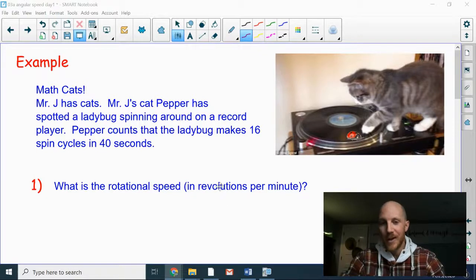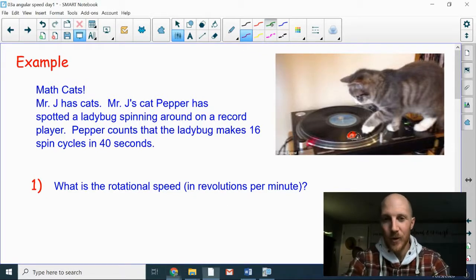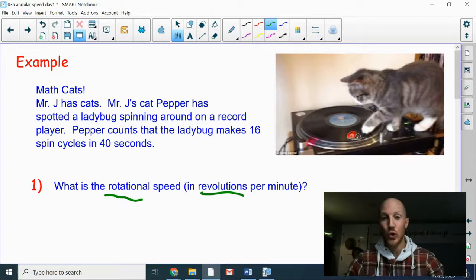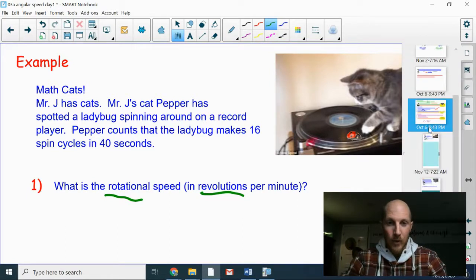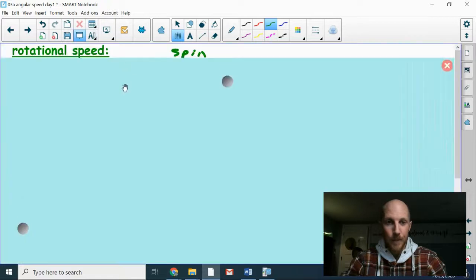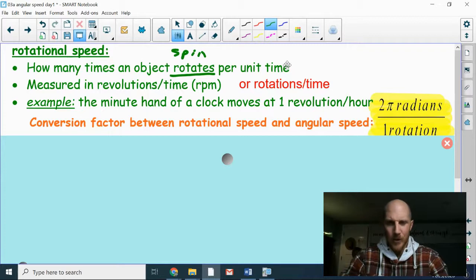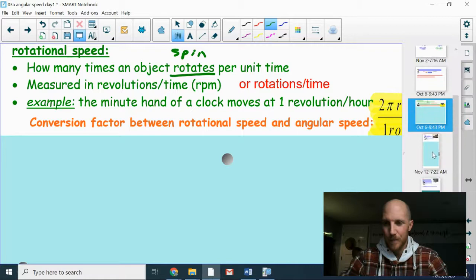So revolution and rotation, two different words that for our purposes mean the same thing. Both of those refer to circles, cycles, spins, a trip around a circle. Okay, so let's take a look back at our notes. Rotational speed: how many times an object spins per unit time, rotates per unit time, revolves per unit time. So if I ever counted that, I know how many times that object spins per unit time.